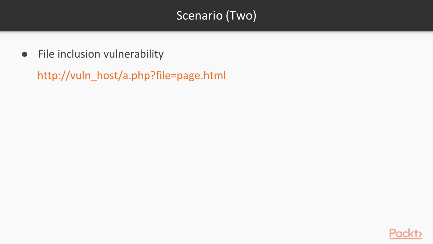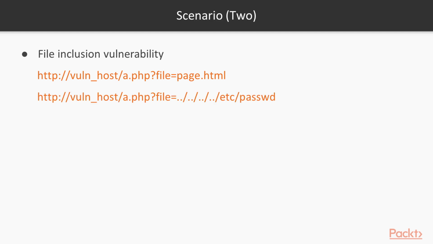File inclusion means attacker can also visit the sensitive directories available inside the server with the help of this vulnerability. For example, this is particular request or a page, http then a.php question mark file equal to page.html. Now what attacker will do? Attacker will simply use, for example, Burp Suite, and with the help of Burp Suite attacker will get a request, and attacker will easily manipulate that request.